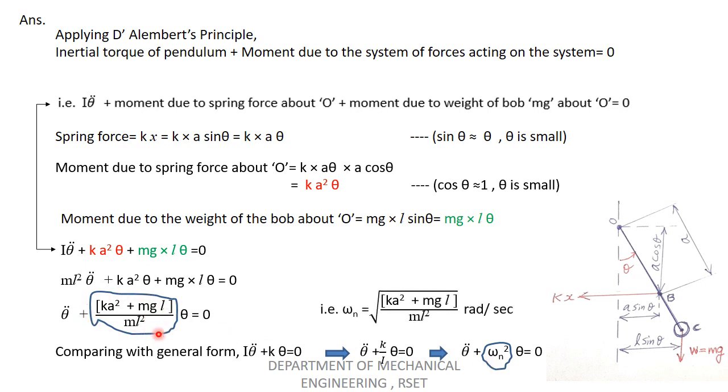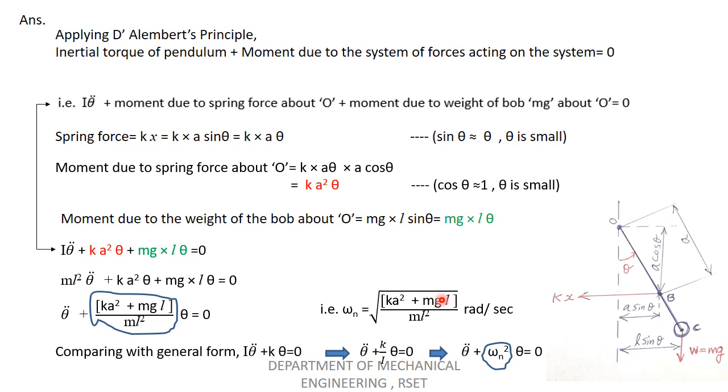So omega n will be the root of that. So in radians per second, you will be getting the equation. This is the regular frequency in radians per second. If you have to convert our expression or our answer to hertz, then you need to multiply omega n by 1 by 2 pi. So 1 by 2 pi into omega n is fn, the natural frequency in hertz.